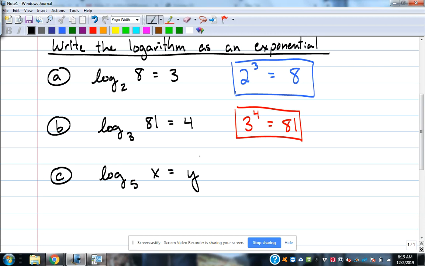They may throw some variables in there, like X. But still the idea is what's the base, what's the exponent, and what's it equal to, all just based on the location of the parts of the log statement.